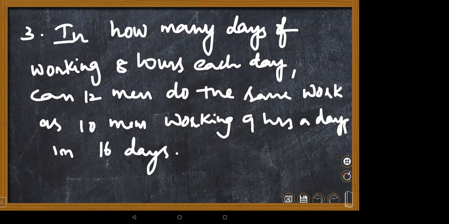Very same procedure, children, same thing, same to same. In how many days of working 8 hours each day can 12 men do the same work as 10 men working 9 hours a day to do in 16 days?